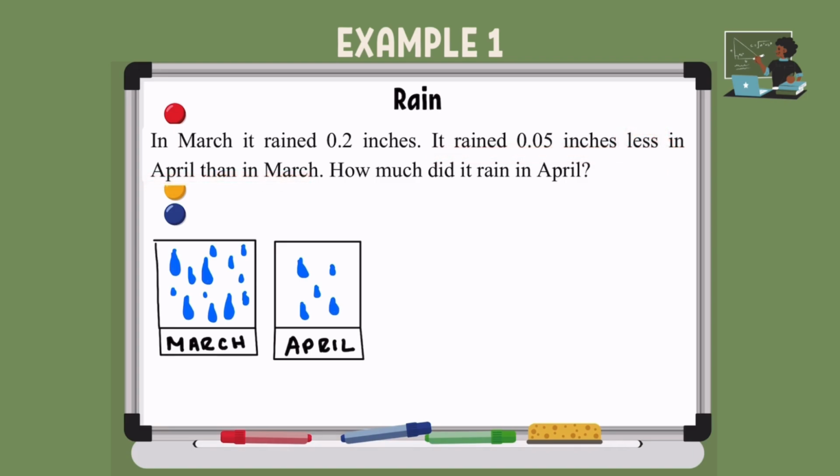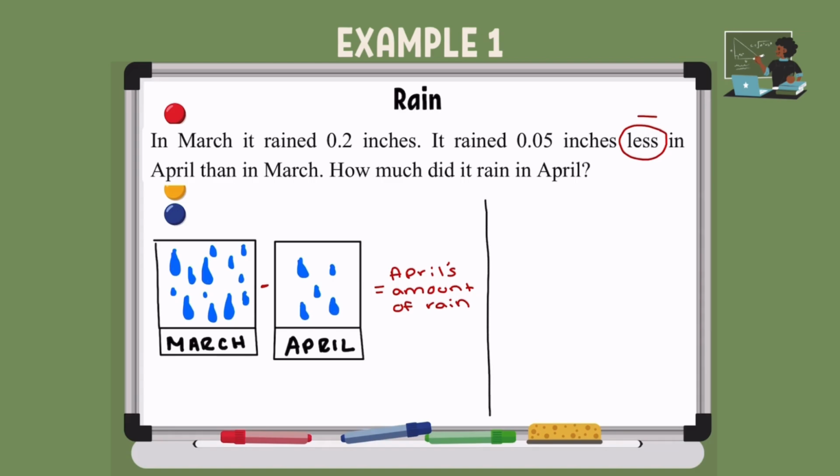And here we have found a keyword. Our keyword is less. And less means to, good job, it means to subtract. So therefore, we need to be subtracting the amount it rained in April from the amount it rained in March to give us April's amount of rain.